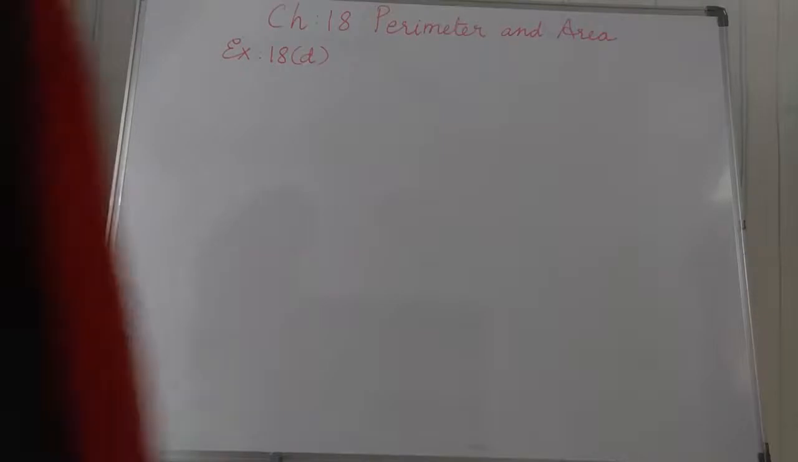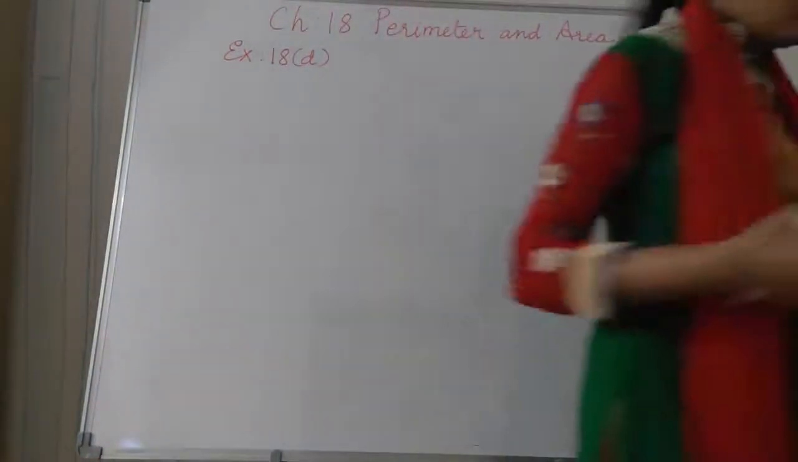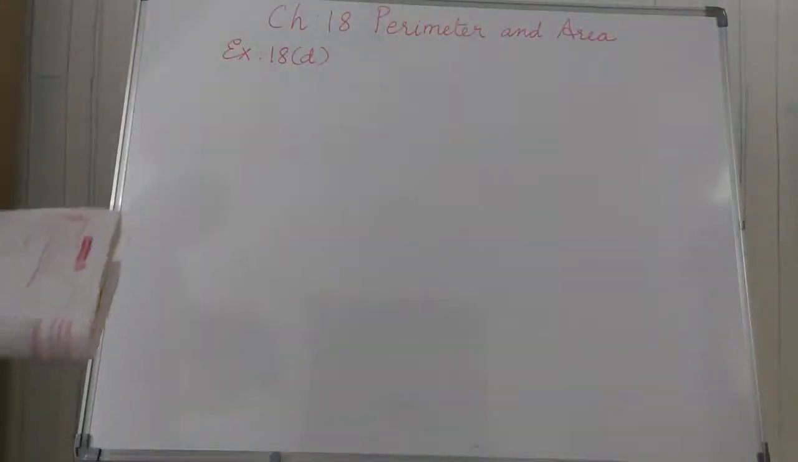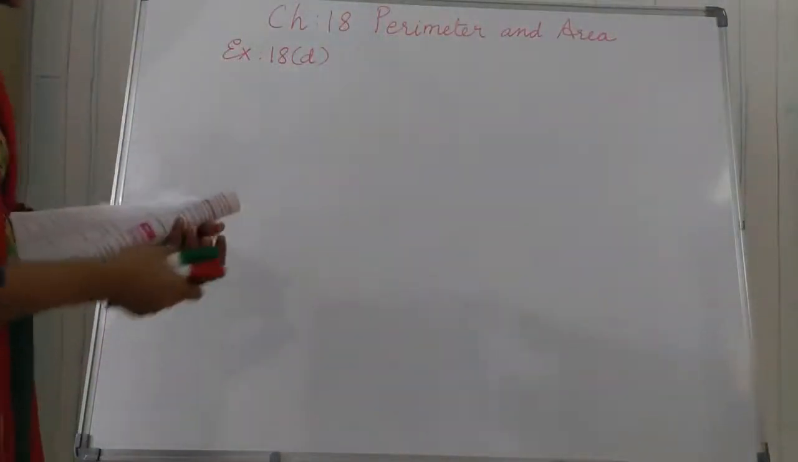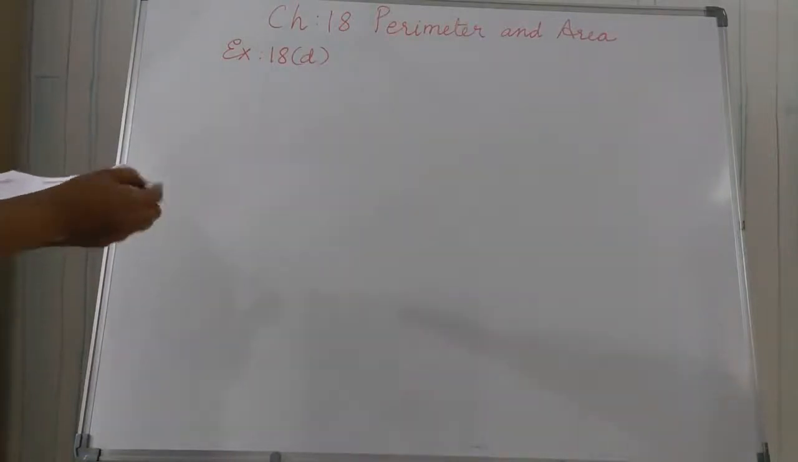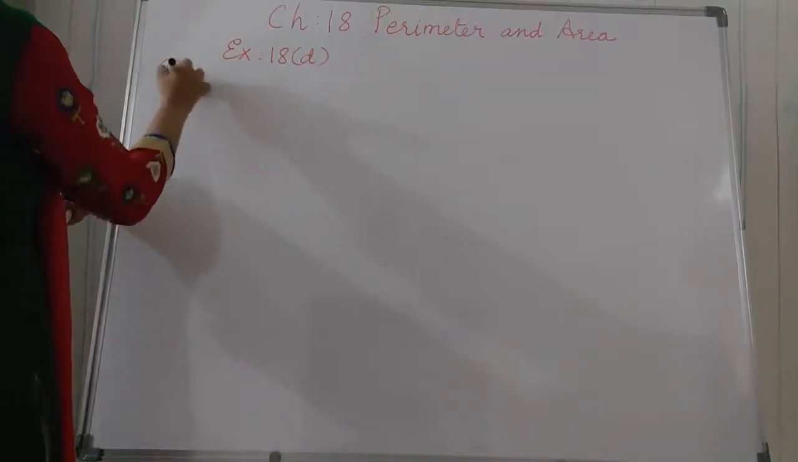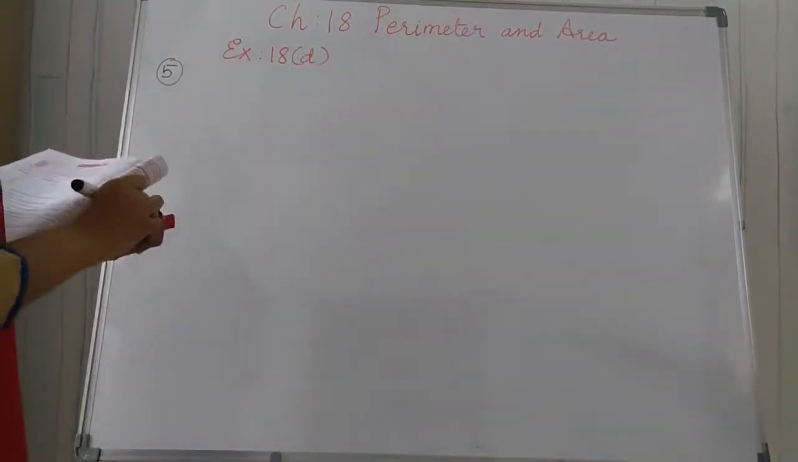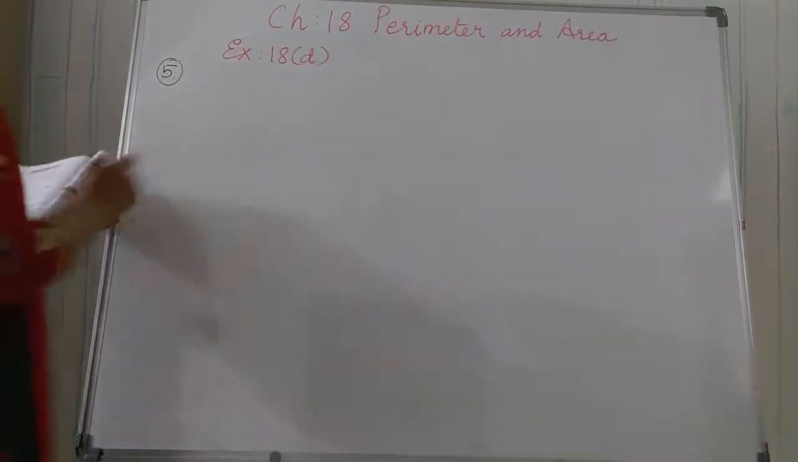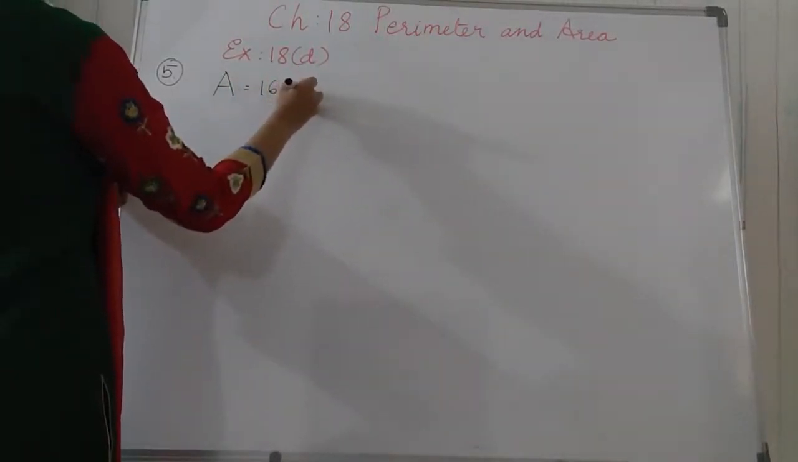Now continuing with the next question. So in the next question, question number 5: find the base of the triangle if the area is 16 hectares and height is 40 decameter. So this is our question number 5. Students, question number 4 we are not going to solve. It is omitted. So now the area is given to us as 16 hectares.